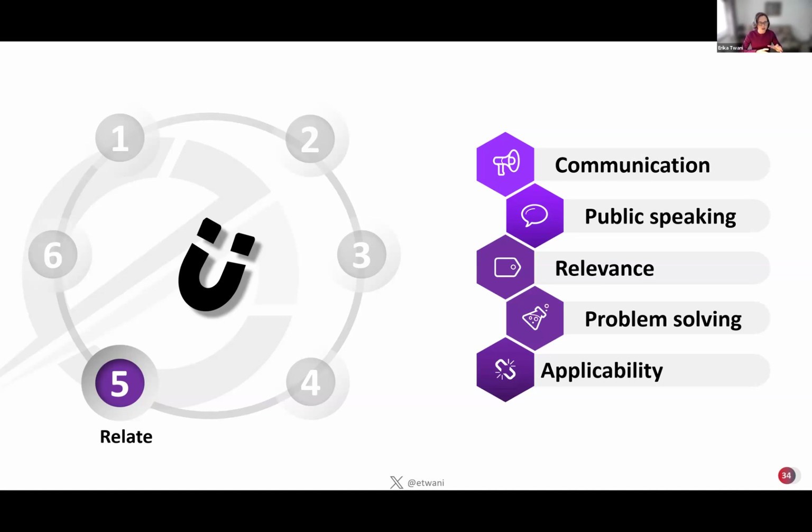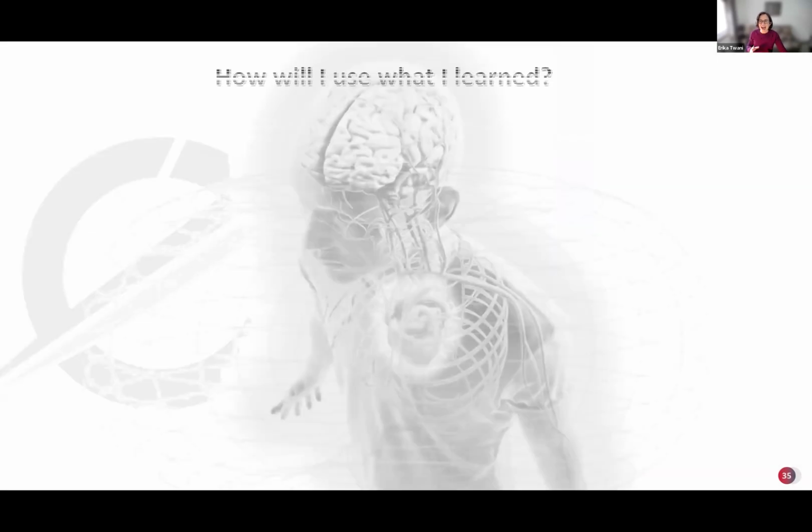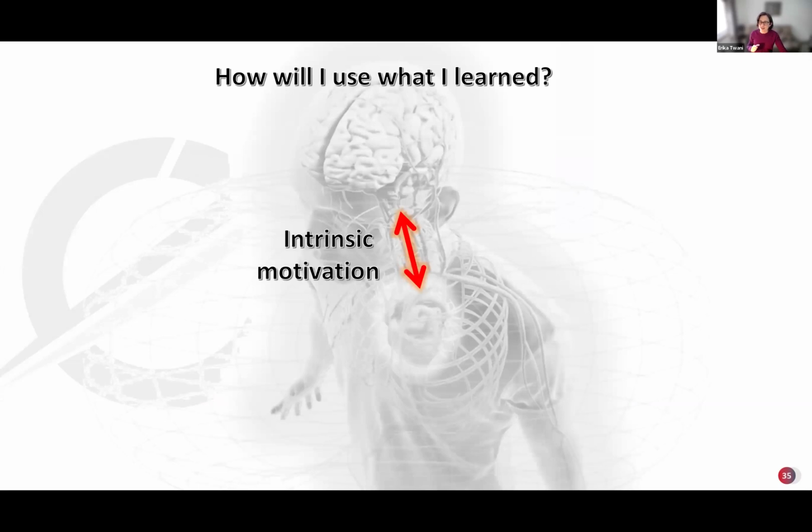And every time that you're working on this step, you're developing communication because they need to explain how they're going to use it in their lives, public speaking, finding relevance, problem solving, and applicability, all those skills. And it starts with a simple question, which is, how will I use what I learned? And that develops the intrinsic motivation necessary to find a connection between emotions and the reasoning of the brain and motivate those students to continue to learn.